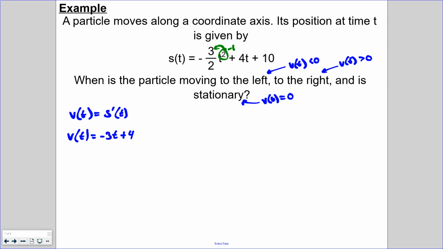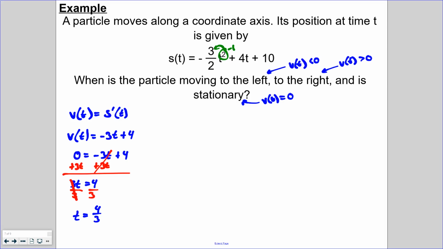Well, let's talk about when it's equal to 0 first, because that's the easiest thing to do. We can just set our velocity function equal to 0, and then we can solve for t. So to solve for t, I'm going to add 3t to both sides, and that's going to give us 3t is equal to 4. And then we can divide both sides by 3. So therefore, t is going to be 4/3. So t equals 4/3 is when the object is stationary.